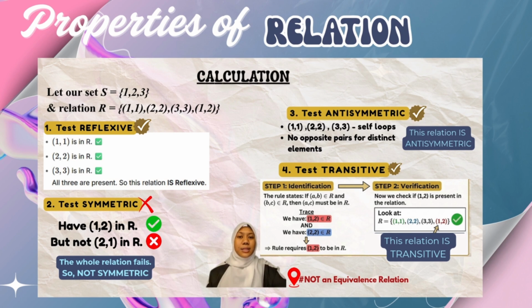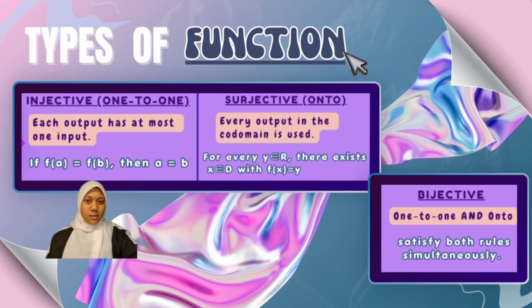Fourth, we test transitive. We need to check every path where the end of one matches the start of another. We have (1,2) and (2,2) in brackets. The rule says if 1 maps to 2 and 2 goes to 2, then we need 1 goes to 2. And yes, (1,2) is in R. There are no other chains like (2,3) or (3, something), so there is nothing else to check. Therefore, this relation is transitive. Since our relation failed at the symmetric test, this is not an equivalence relation even though it passed the other three. Let's discuss the types of functions.